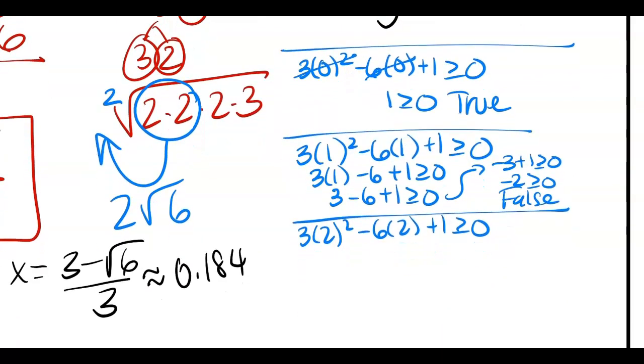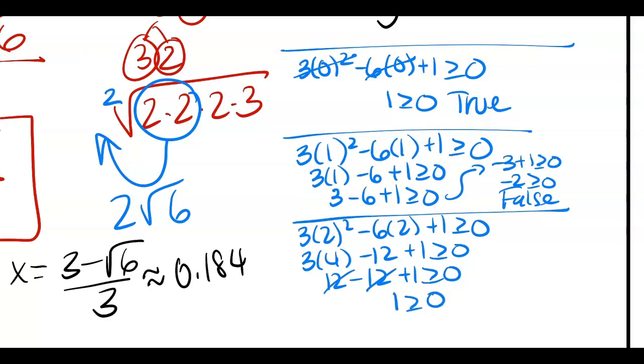Below, for positive 2, do it before I do. What is your value? We have 3 times 4 minus 12 plus 1. 3 times 4 is 12 minus 12 plus 1. 12 minus 12 is 0, but you're just left with a 1 on the left-hand side of this inequality. This statement, again, is true.